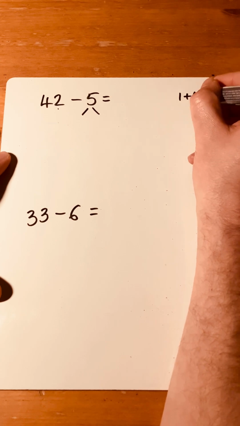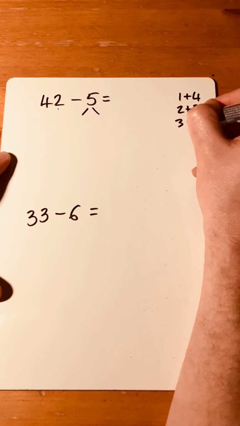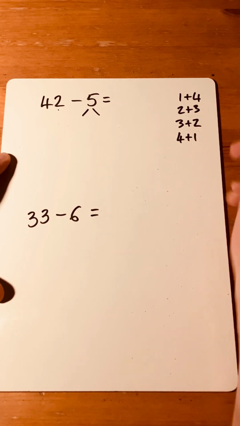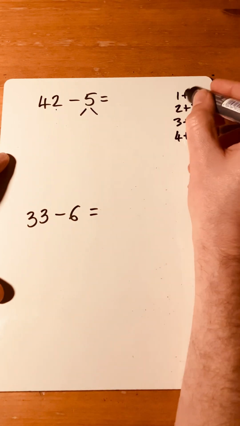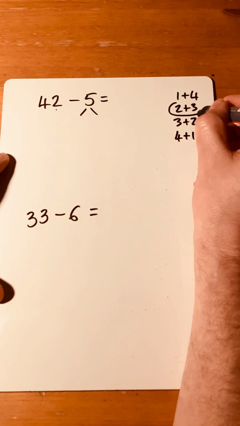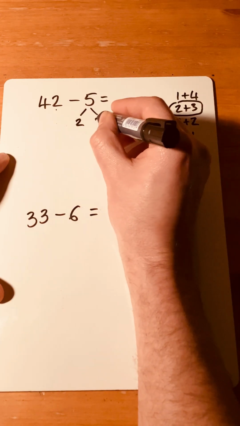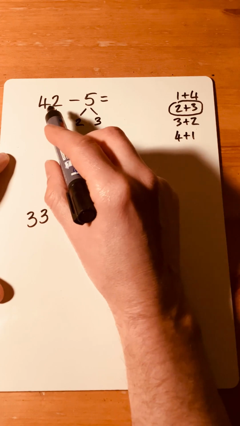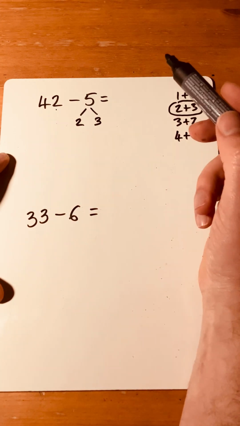I could split it into 1 and 4, 2 and 3, 3 and 2, and 4 and 1. If I look at 42, the way of splitting it that's going to really help me is 2 and 3. And this is why. Because what I'm trying to do is use my number facts that I already know.